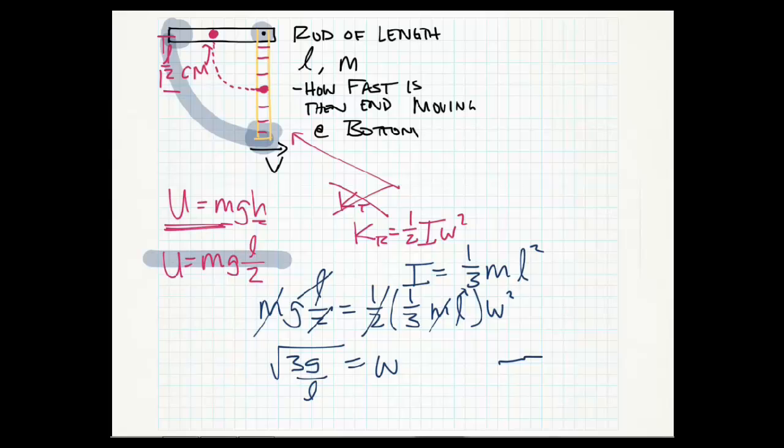If I want to know the velocity of the end of the rod, I know that the velocity is equal to r times omega. At the end of the rod, my r is equal to L, and my omega is the square root of 3g over L. So the velocity comes out to be the square root of 3gL.